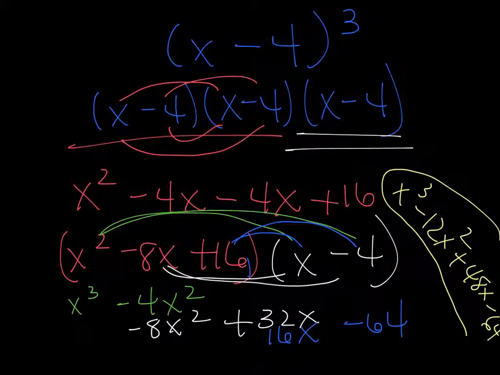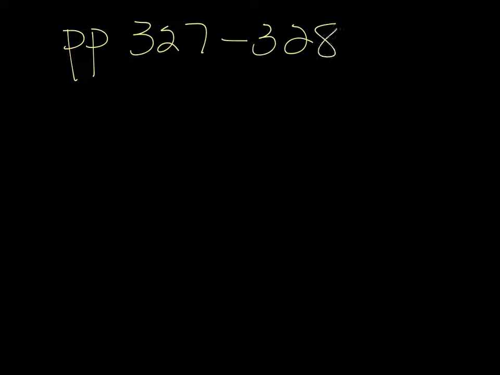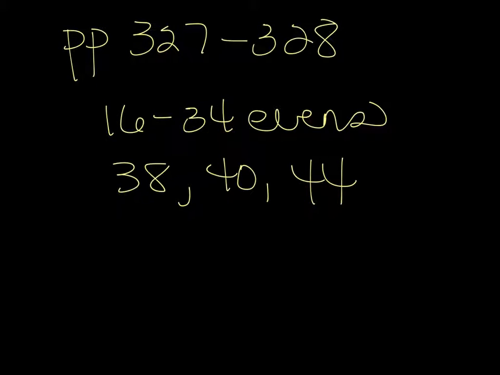Okay, so that was a lot of information for today. So what you're going to try tonight for homework, in your book, you're going to do on page 327 and 328, you're going to do 16 to 34 evens, 38, 40, and 44.